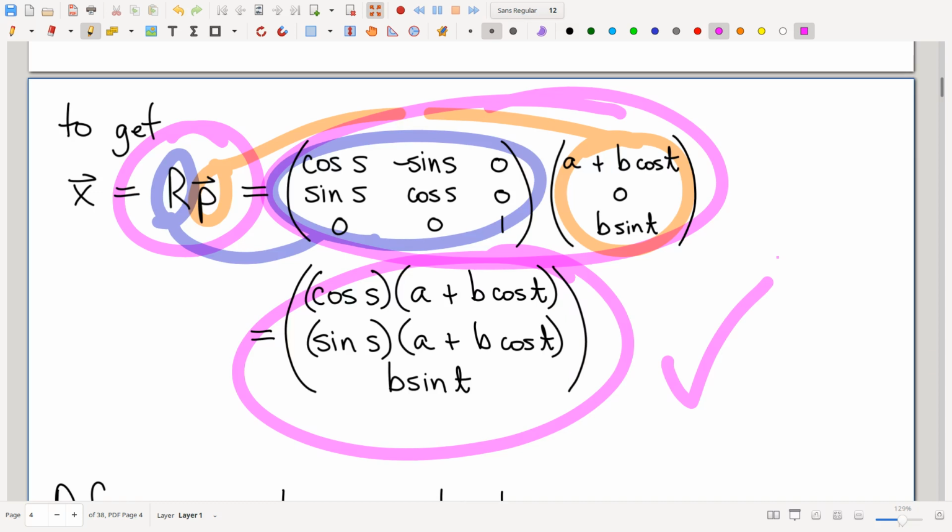And by the way, this exact formula is in the book. And in the book, they just say, here it is, right? With no justification of where it comes from. This is where it comes from.